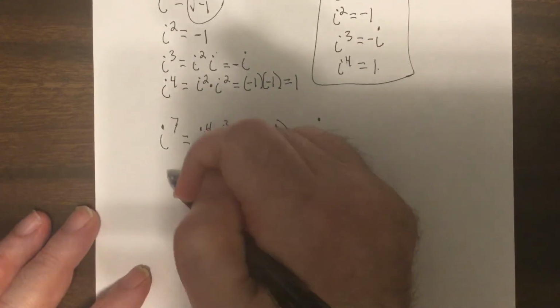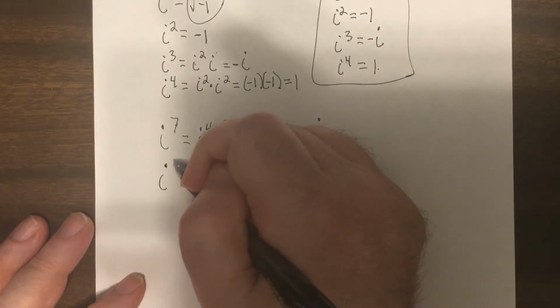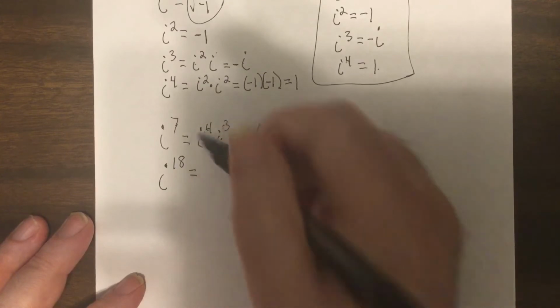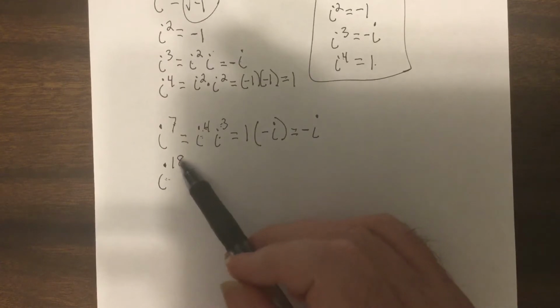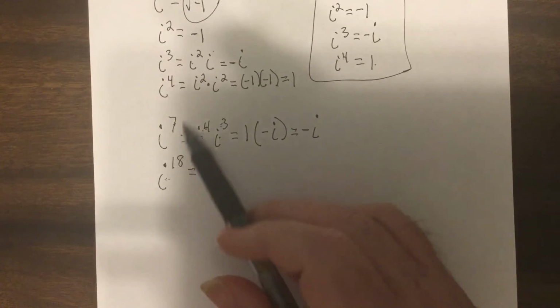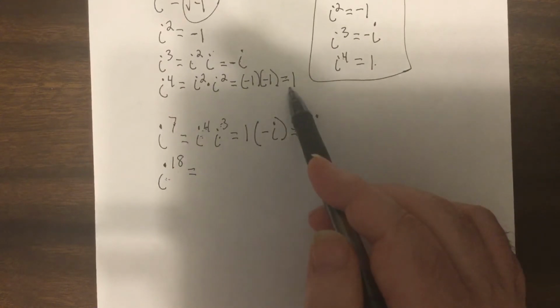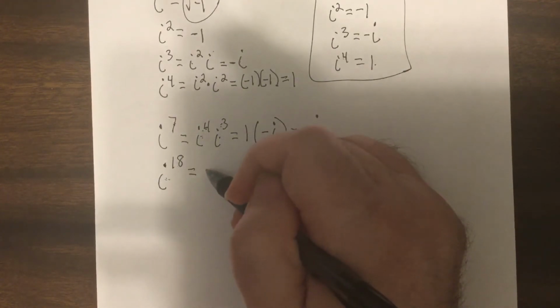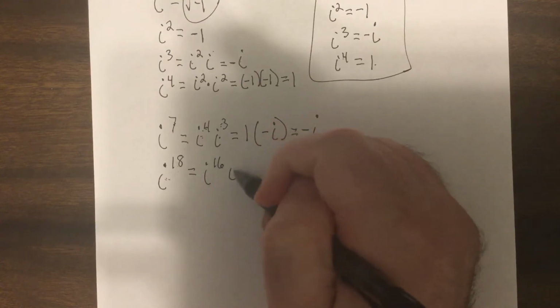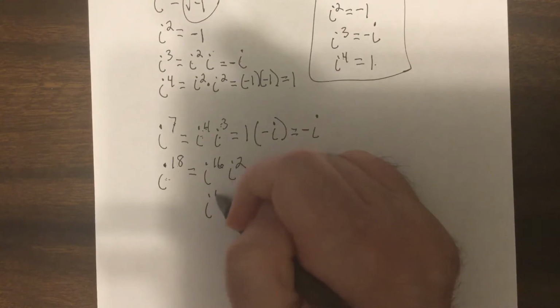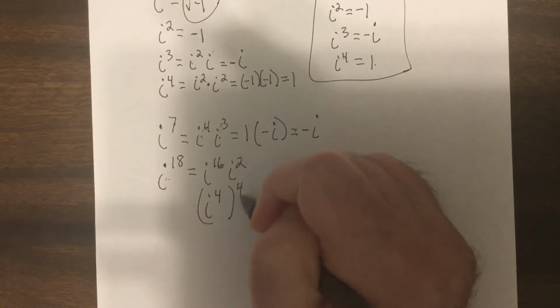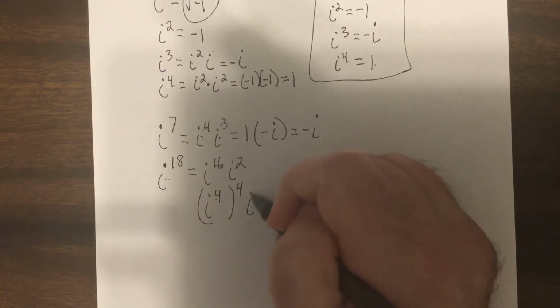So if I said, okay, what's i to the 18th? Well, then what I want to do is break this up into i to the fourth. So if the power is divisible by 4, I can break it up into i to the fourth, which is 1. So I'm going to break this up into i to the 16th, i squared. Why i to the 16th? Because that would be i to the fourth raised to the fourth. Because when you have a base raised to a power, raise it all to another power, you multiply. 4 times 4 is 16, times i squared.